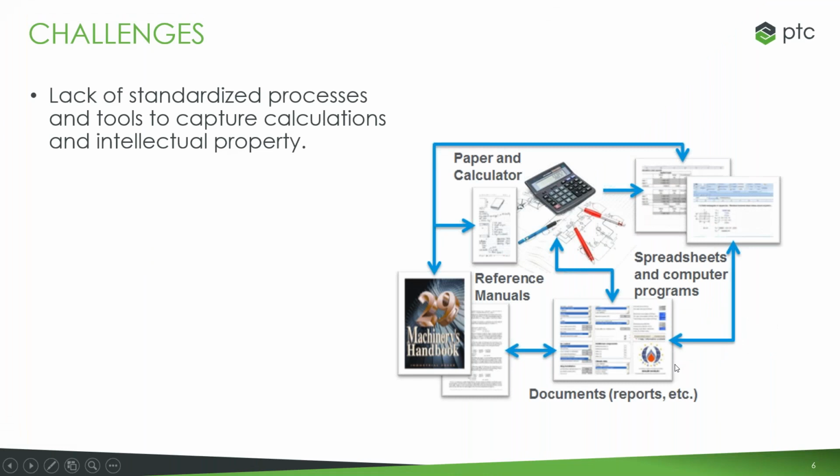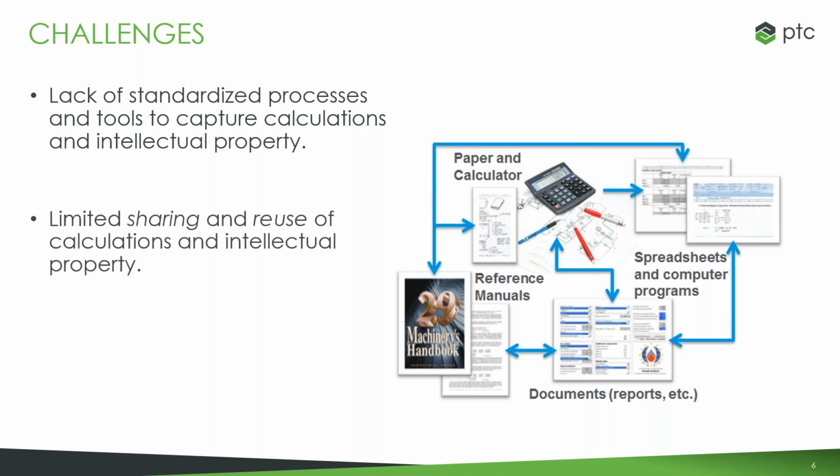Some challenges that we see companies have, and that we think Mathcad can really solve, is a lack of standardization. They could have really important engineering documentation scattered across many different forms, like what we see in this picture here. Paper and pencil, with people just jotting down ideas. You could have it in spreadsheets like Excel, documents like Word or any other engineering documents on your computer, and also reference manuals. And when it's scattered like this, it's very hard to share and reuse all of this hard work that your engineers are putting in.